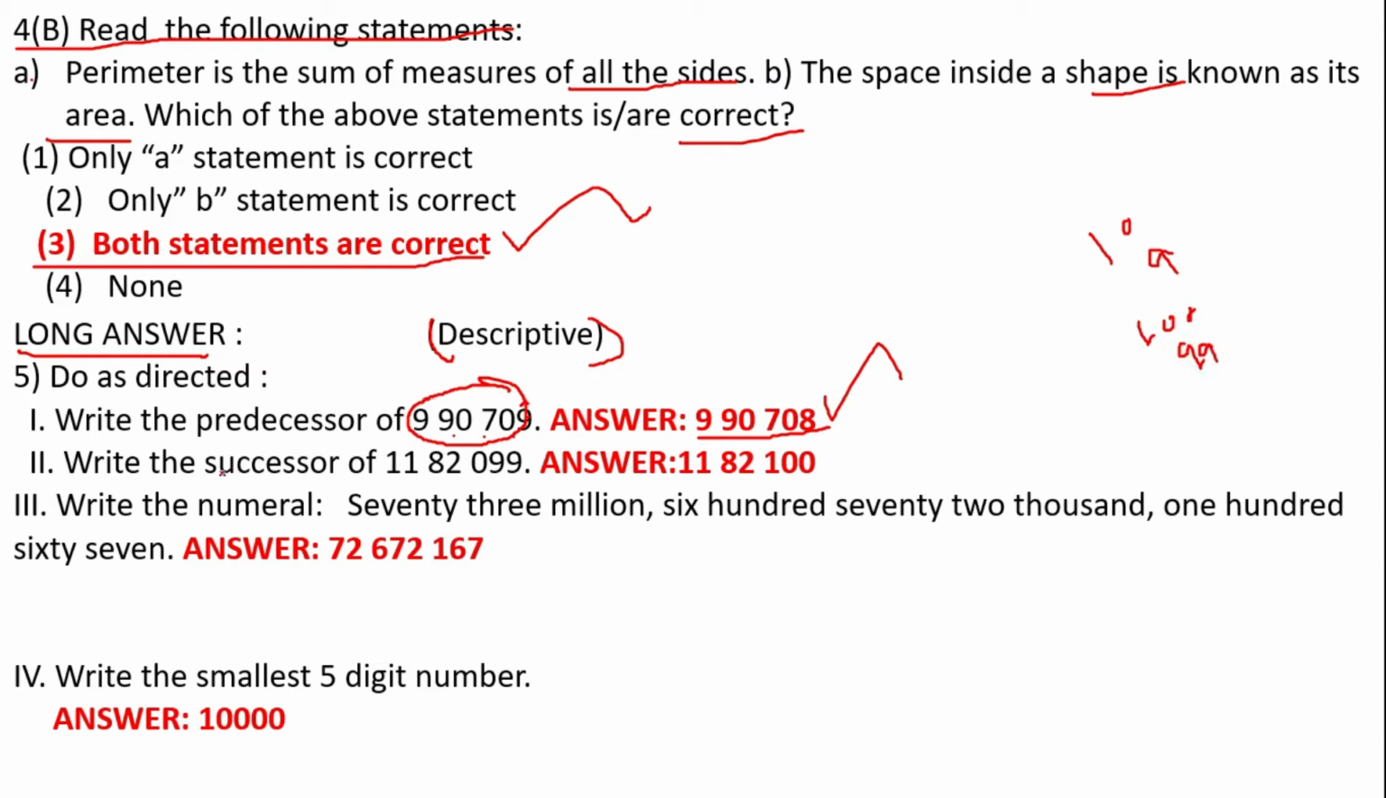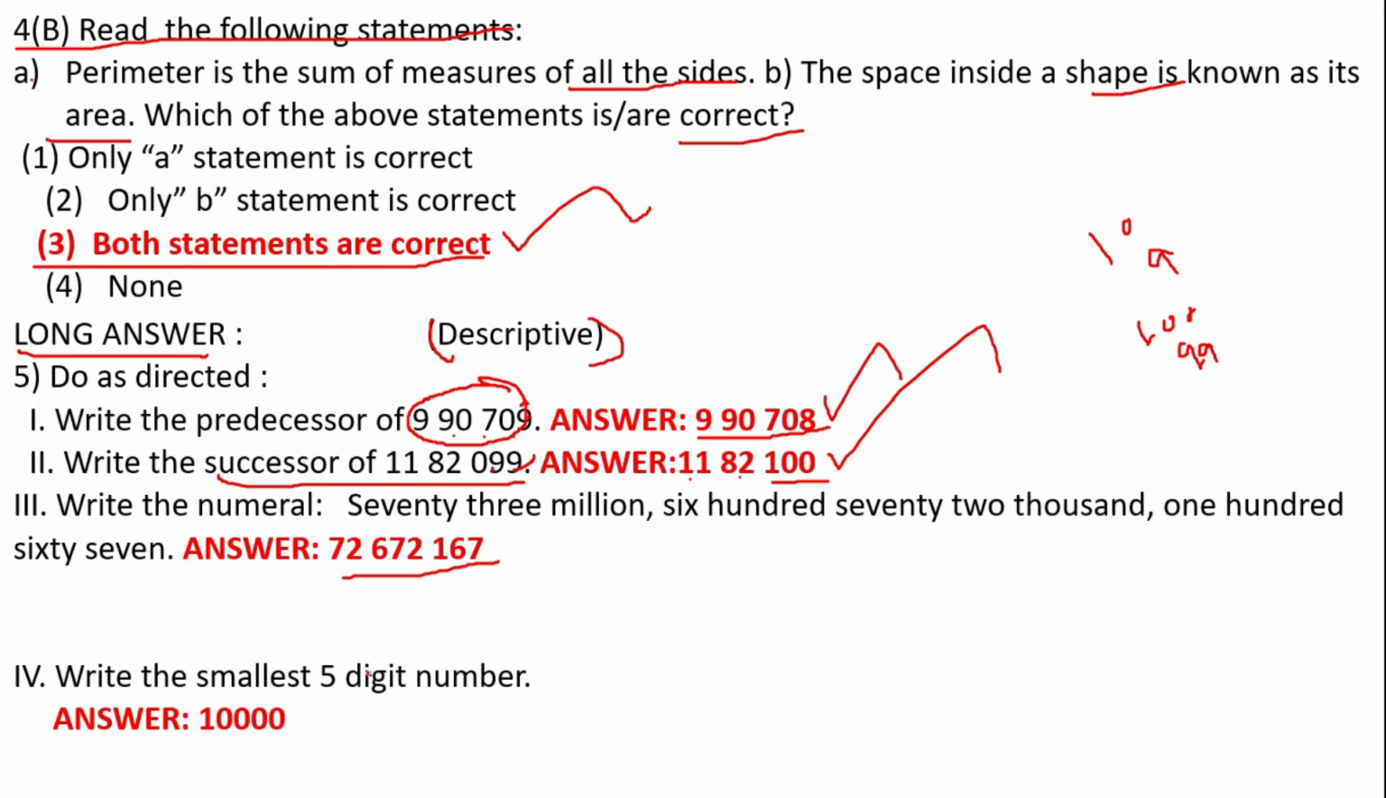Write the successor. Successor means next number. So what will come after 99? So it will become 100. So you can see 11 lakhs, 82,000 and 100. Write the numeral 73,672,167. We can write in numeral.